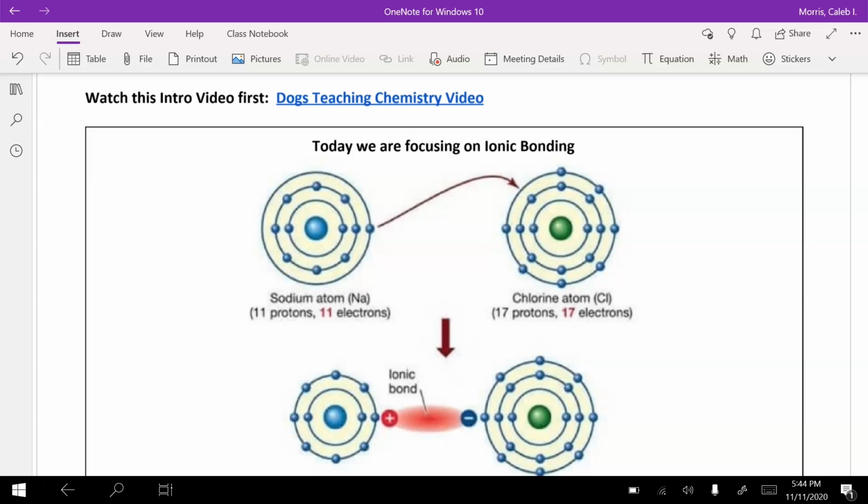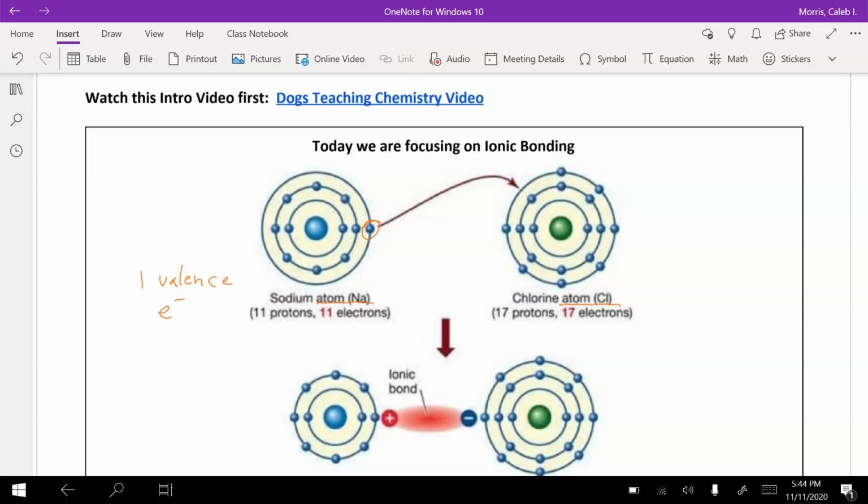Then we're going to get started. You notice that sodium, the sodium atom, has 11 electrons, and what I want you to make sure you're aware of is it has one valence electron. That's that one in the outer layer. Chlorine, on the other hand, has 17 protons and also 17 electrons. This is the atom of chlorine.